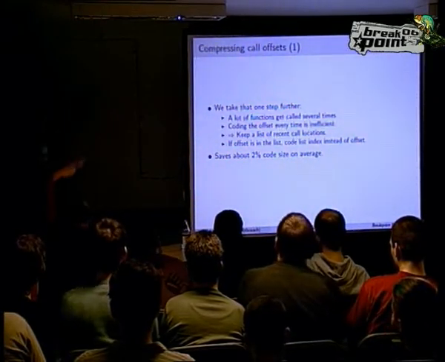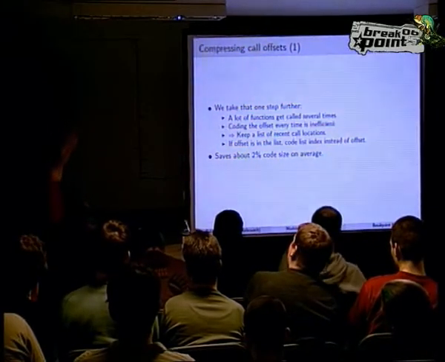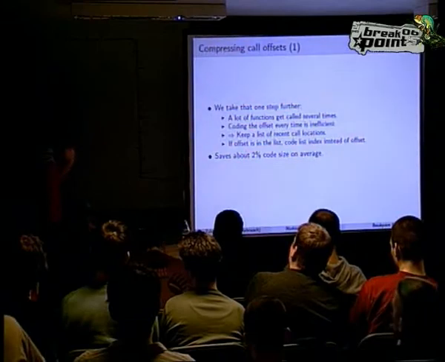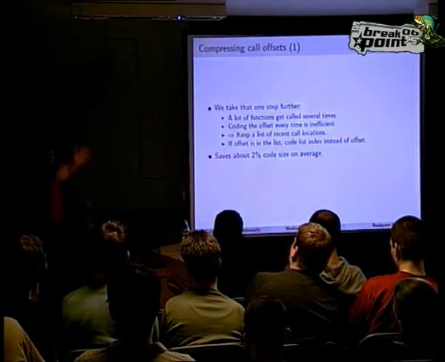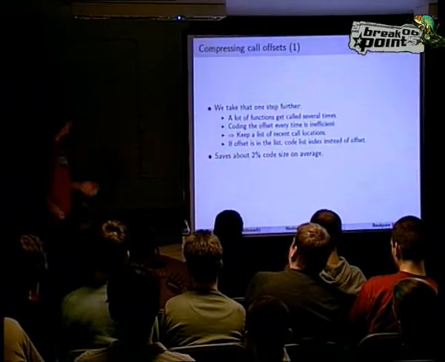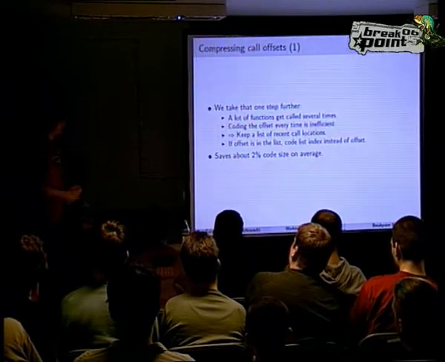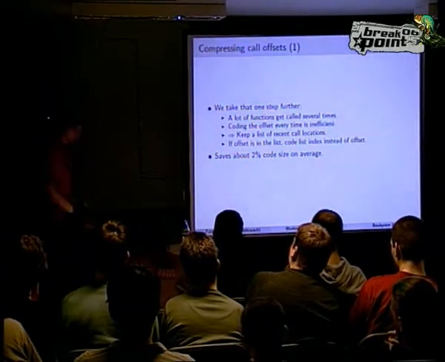And if this offset is in the list, you just code the index in this list instead of the actual offset, which is a 1 byte or even smaller index instead of a whole 32-bit address. And doing this on this already absolute transform gives you another 2% code size improvement after packing.